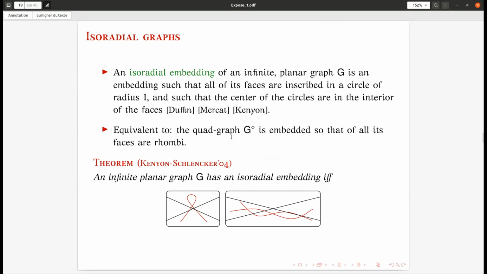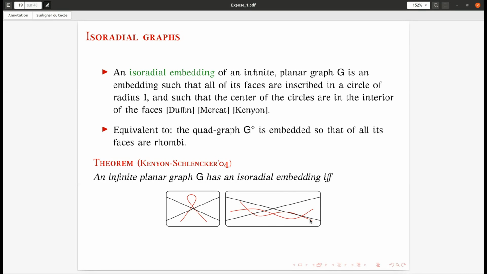A very nice result of Kenyon and Schlenker in 2004 is that an infinite planar graph has such an isoradial embedding if and only if two conditions hold. The first condition is that you should not have a train track which self-intersects. So this is forbidden. And you should not have distinct train tracks which intersect more than once. These are the only two forbidden things. If this doesn't happen, then you will have an isoradial embedding.